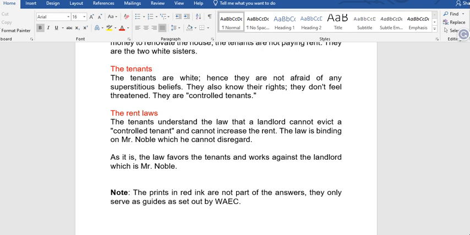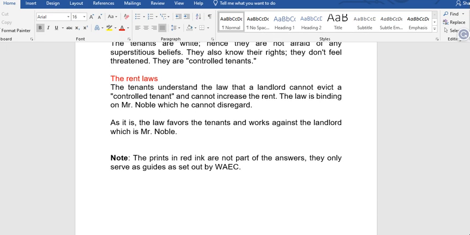Who are controlled tenants? Controlled tenants are the tenants that live in a house that is being controlled by government. So the landlord does not have any authority to increase the amount to be paid. The tenancy payment, the landlord doesn't have the authority to increase it anyhow. The house is being controlled by the government. So any tenants living there are referred to as controlled tenants.